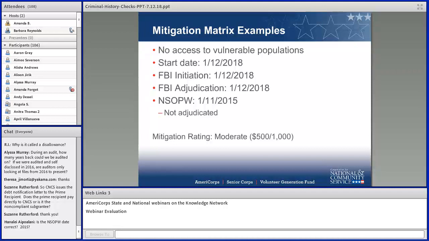And again, let's step back from the trees to look at the forest. Why is it important for it to be adjudicated? Because doing the checks is not enough. You have to look at it and make sure the person is eligible to serve. I know it can be really easy to look at NSOPW that has no hits. You still have to document on there that you've looked at it, that this person is clear to serve. Yep, and I can pause here for some questions.